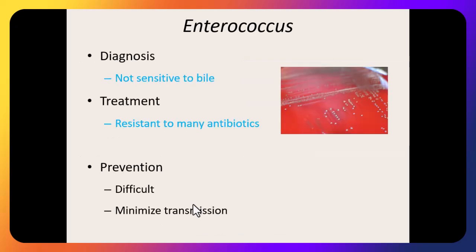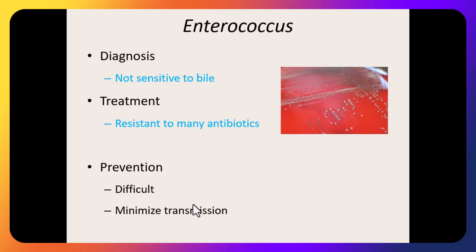Now, diagnosing it, again, yeah, we could gram stain it. It'll be gram-positive, cocci, short chains, great. But how to know it's this versus, like, strep pneumo? One of the biggest things that we can do is grow this bacteria on a plate that has bile. Anything that's in the Enterococcus genus can survive in bile.